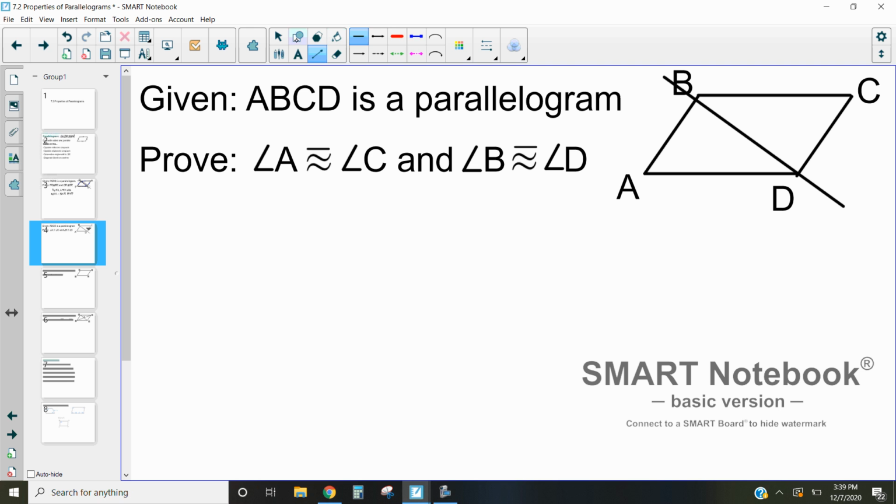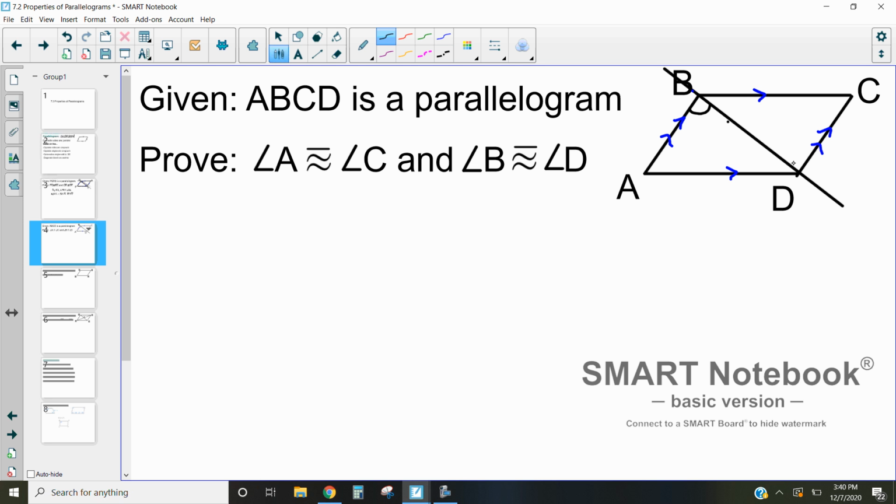And the reason why it can act as a transversal is, remember that by the definition of a parallelogram, I know that this is congruent to this, and these are congruent to this side, right? That's by the definition of a parallelogram. So with that being said, we can then use that alternate interior angles theorem, just like we did before, to say the angles are congruent.